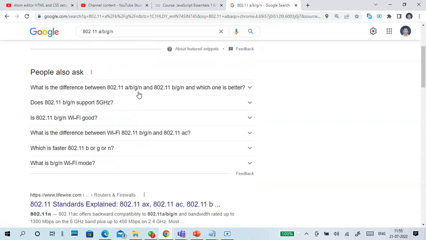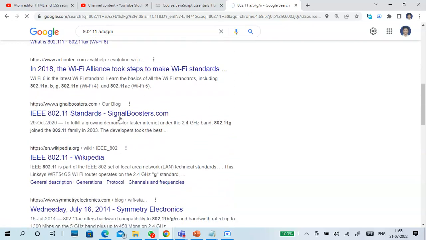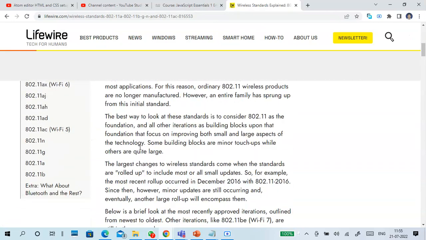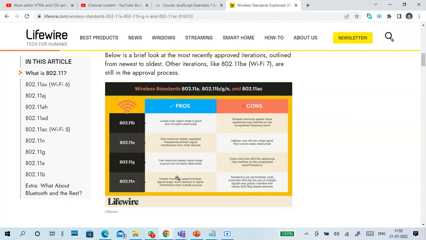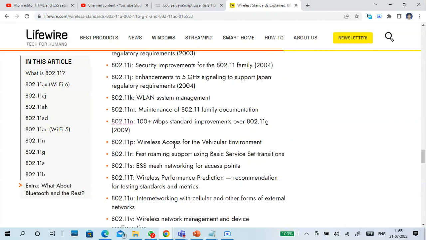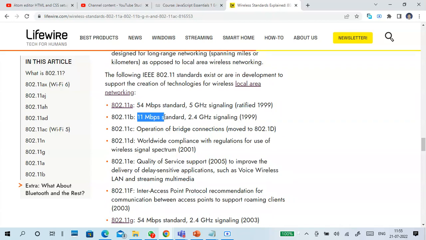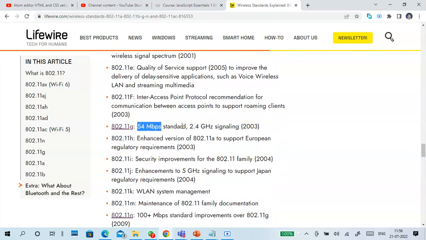You can go to any website, or you can see it on Wikipedia, which I have opened live. Here are different signals and what the pros and cons are, though not in a complete stable structure. Here is the speed of data. B means 11 Mbps, A means 54 Mbps, G is 54 and still 2.4 gigahertz.